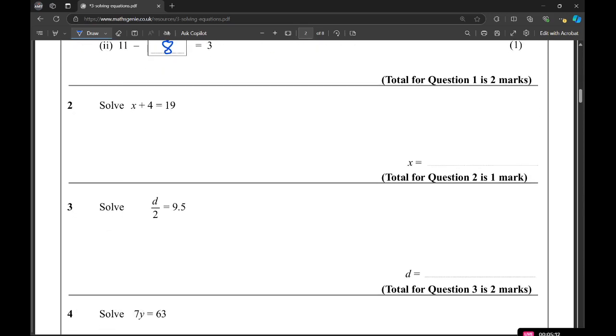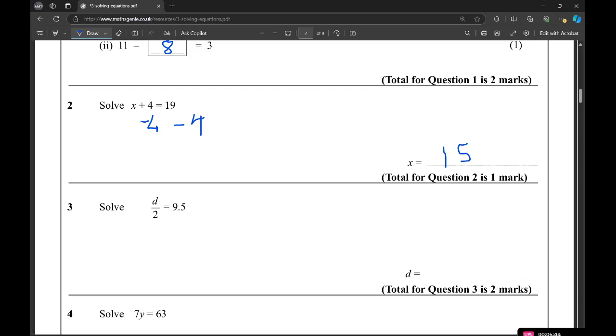Question number 2: solve x plus 4 equals 19. What's the opposite of adding 4? That'll be to subtract 4, so minus 4 on both sides. When I do this, guys, we get x equals 19 minus 4, which is 15. If you got that, well done. If you're not sure yet, I hope it makes sense now. We're trying to isolate the letter and get it on its own.